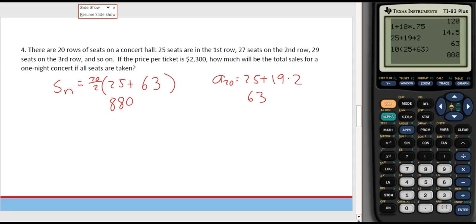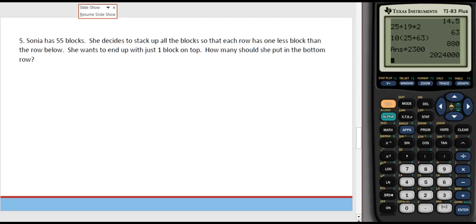But then to find that total cost, I'm going to take the 880 and multiply it by the price per ticket. Again, that's a pretty high price for a concert ticket, right? But they're going to bring in just over $2 million in ticket sales. Right? So that is your total cost.